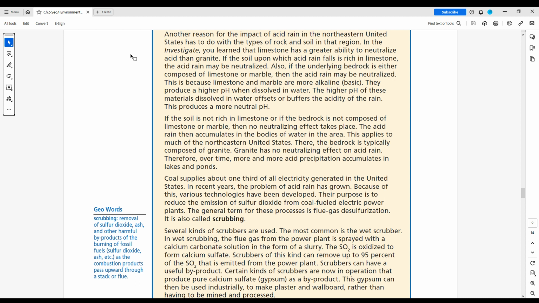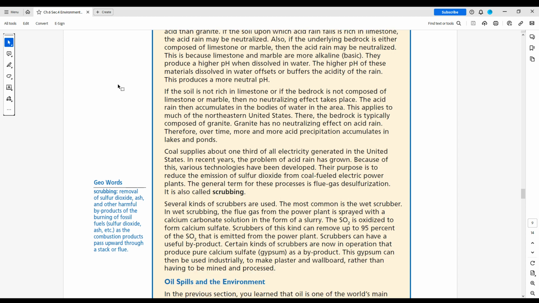This is because limestone and marble are more alkaline. They produce a higher pH when dissolved in water. The higher pH of these materials dissolved in water offsets or buffers the activity of the rain. This produces a more neutral pH.